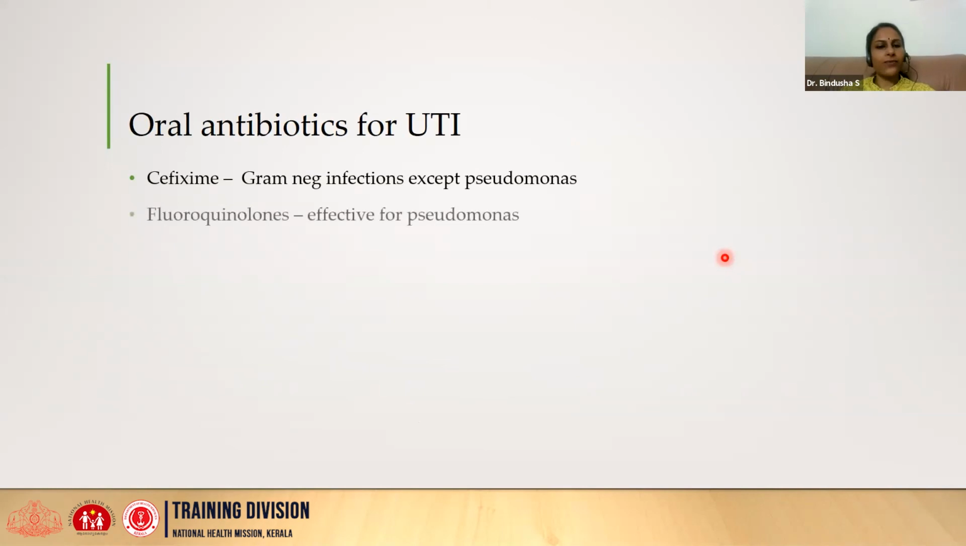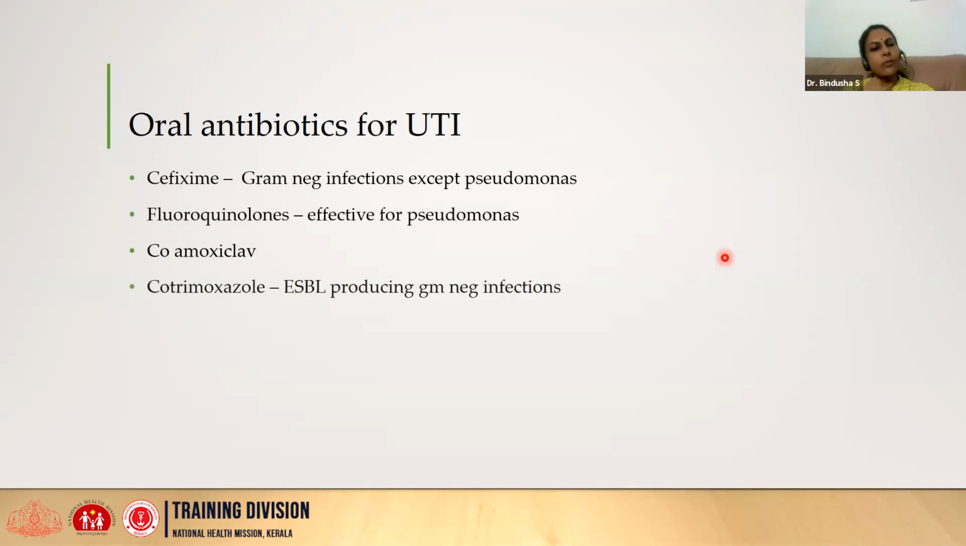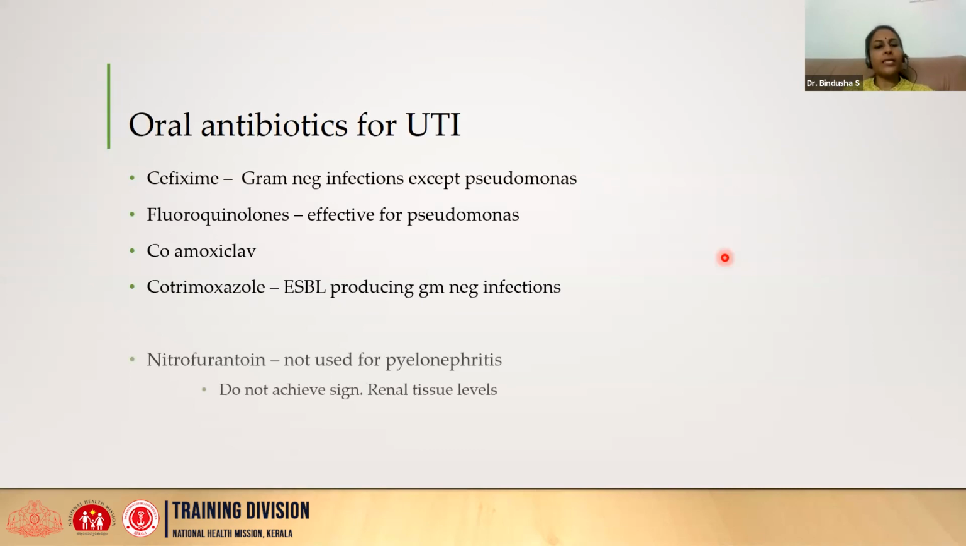And if it is Pseudomonas, cefixime is not effective, then we may have to give fluoroquinolones. Co-amoxiclav, Augmentin, is another one which we can use, and Septrin can also be used in UTI. And here also, depending upon the culture results, we may have to modify. And nitrofurantoin is the one antibiotic which is recommended in adults for almost all. There is a level 1 recommendation for nitrofurantoin, but nitrofurantoin is not effective for pyelonephritis because it does not achieve any significant renal tissue levels.